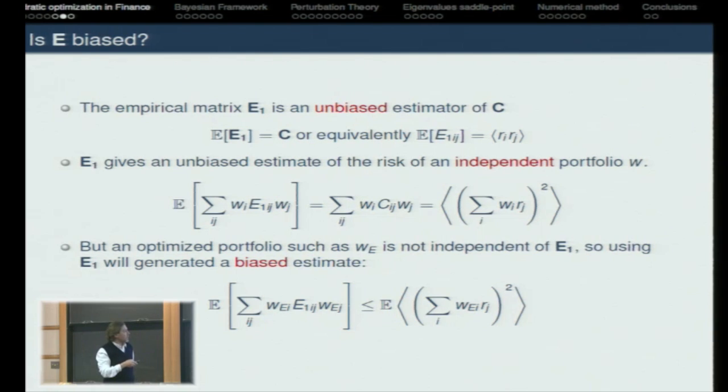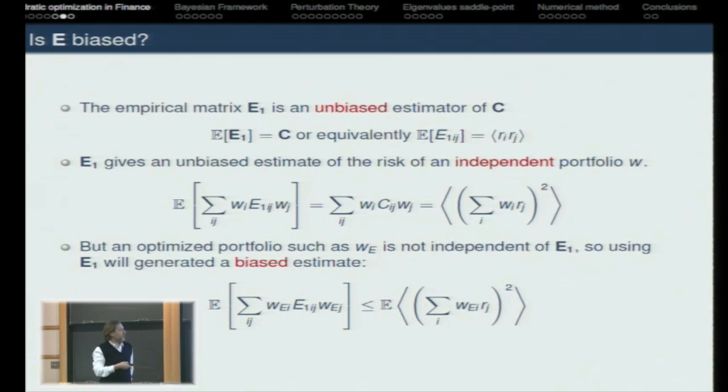So if I take an independent portfolio, I take a weight vector that was given to me independent of my realization of E1, then E1 is an unbiased estimator. So the expectation value of the risk that I measure is the true risk of that portfolio. It's really the expectation value of the square returns of that portfolio. Okay, that's because if W is some fixed vector, or it could be a random vector, but drawn independently from E1, then I can separate these expectation values, and I can just put C in here.